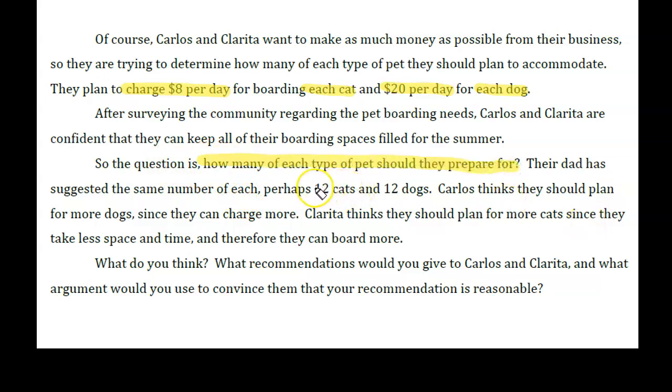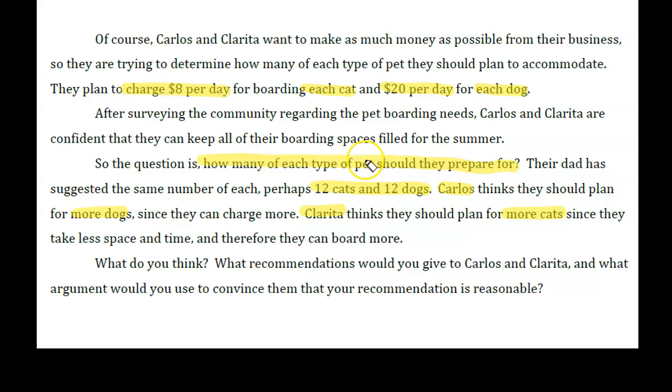Well, their dad thinks that they should have an equal number of cats and dogs, like 12 and 12. Carlos thinks that they should have more dogs because they can charge more for dogs. They're going to charge $20 per day for each dog versus the $8 per day. Clarita thinks that they should house more cats since they take up less space and require less time, so they can board more. So even though they're going to charge $8 per day for the cats, which is much less than the 20, they can house more because they require less space.